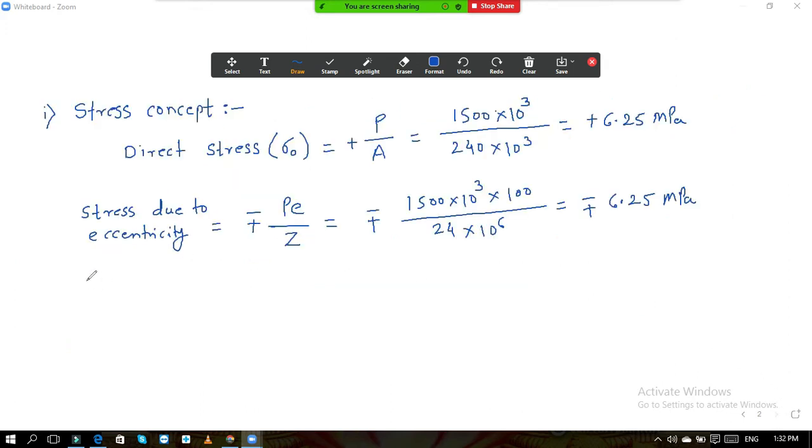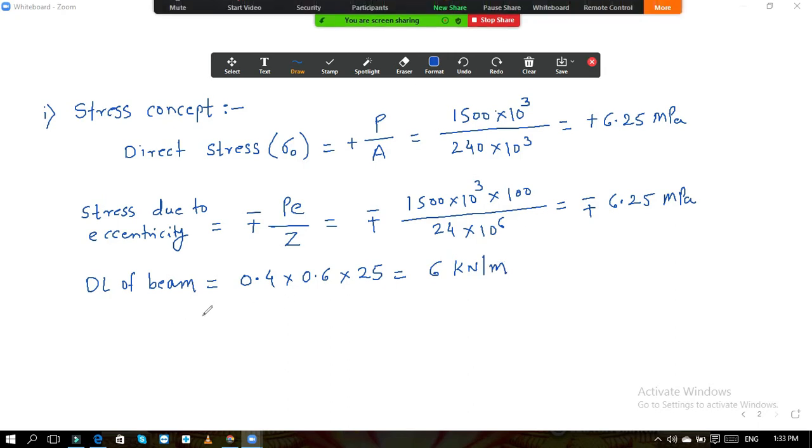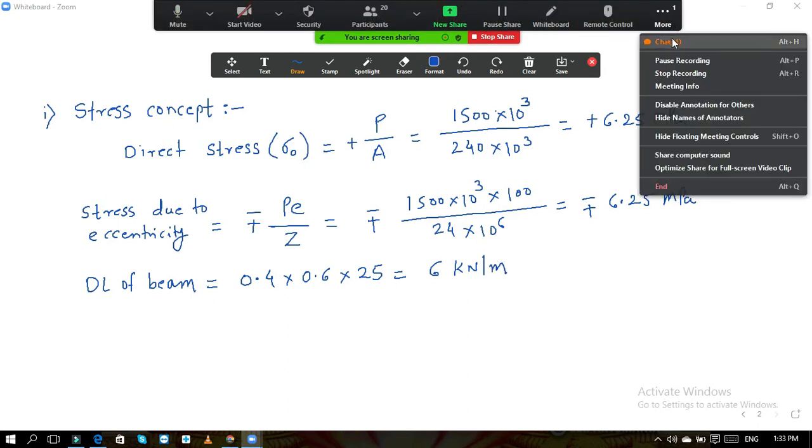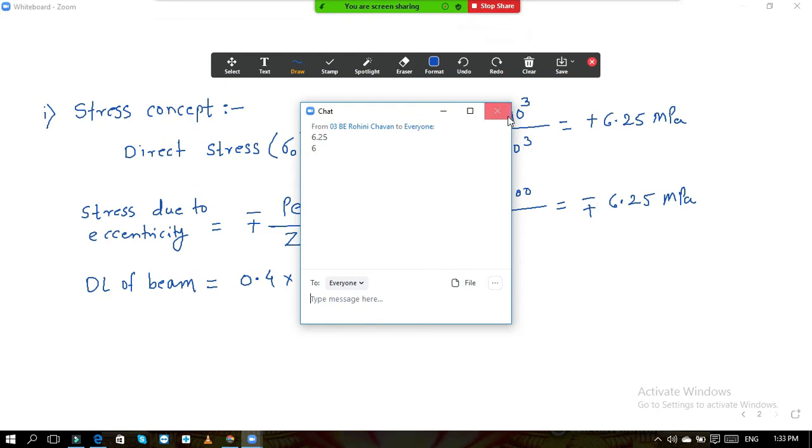So dead load of beam is equal to 0.4 into 0.6 into 25 per meter length. We will calculate. So what is the answer? It is 6 kilonewton per meter. So now dead load is always UDL. Dead load is always UDL.